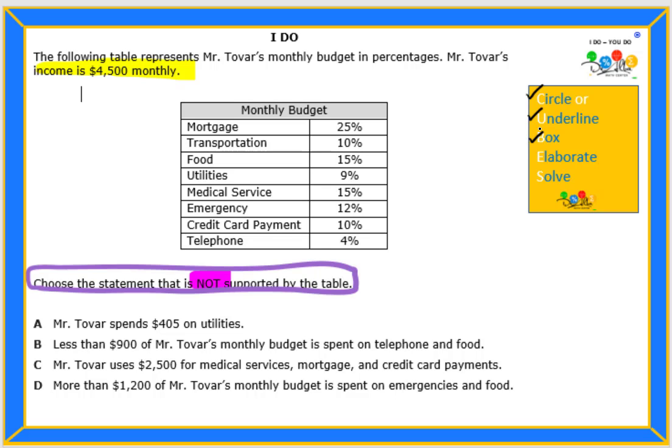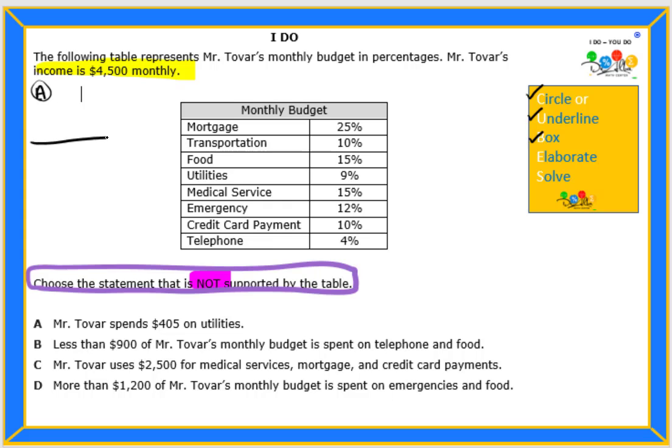Let's start with statement A. Mr. Tovar spends $405 on utilities. So what we know from the table is the percentage. We do not know the actual dollar amount. So this question is asking us to figure out what 9% means out of the total budget. So let's go ahead and set up a proportion for letter A.